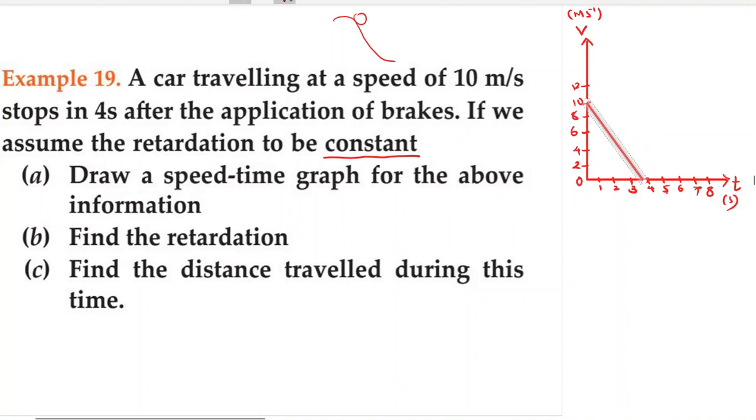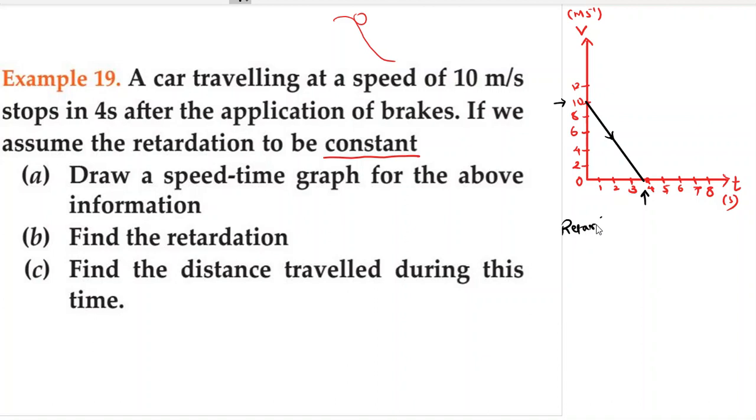And let's make it black in color. Okay, great. So this is how it will look. See, at 0 seconds, the speed of the car was 10 meters per second, and after 4 seconds, the speed of the car became 0 meters per second. So this is nothing but uniform retardation, right? Find the retardation. Now how to find the retardation?